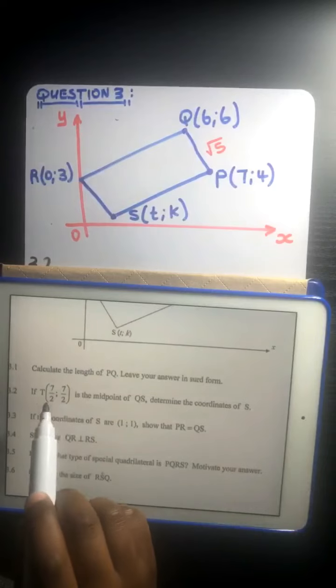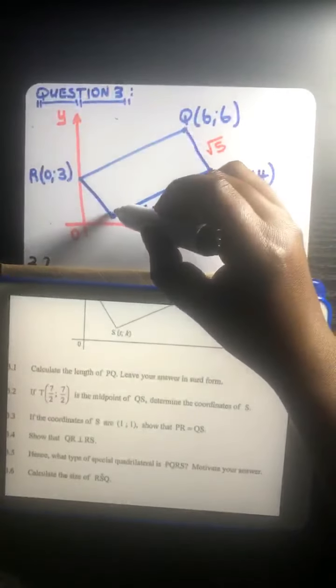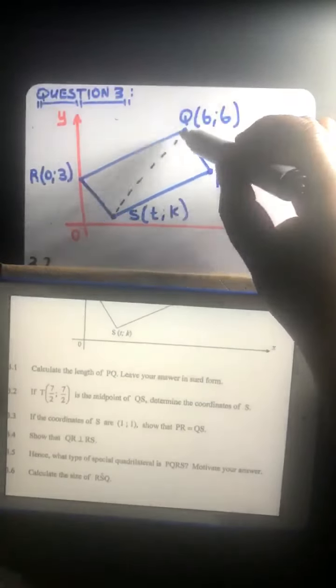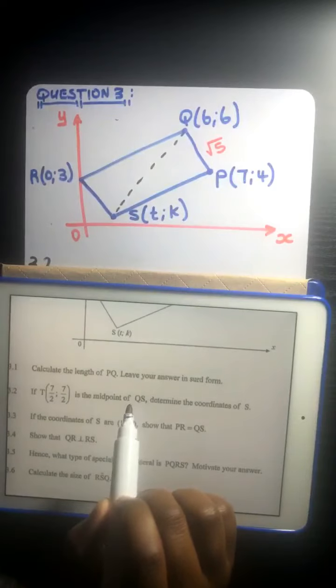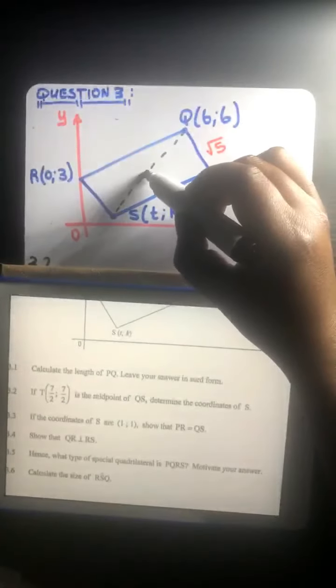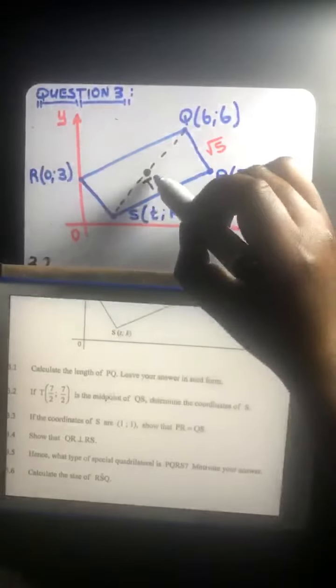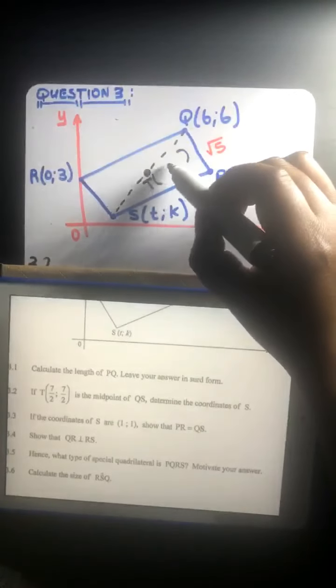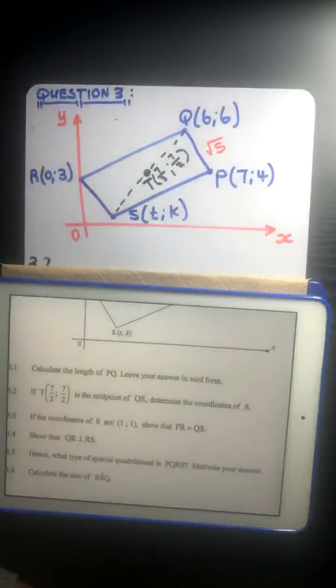So let's see. If T is the midpoint of QS, where's QS? There's Q, there's S. Maybe let's draw a dotted line joining them. They're saying if T is the midpoint of QS, we know that the midpoint is a point which is in between. So the T that they are talking about is that one over there. And they say this T is 7 over 2 and 7 over 2. Now they want us to determine the coordinates of S.